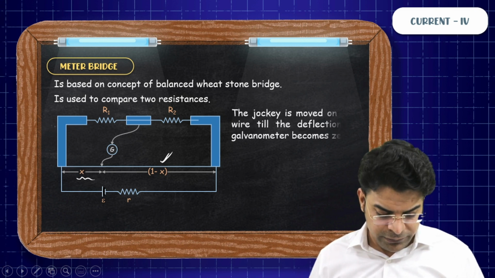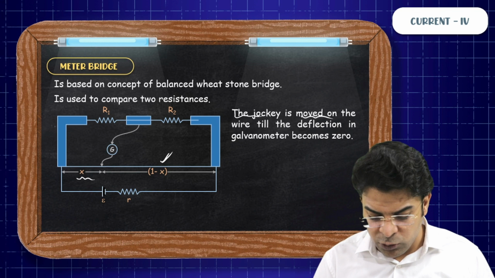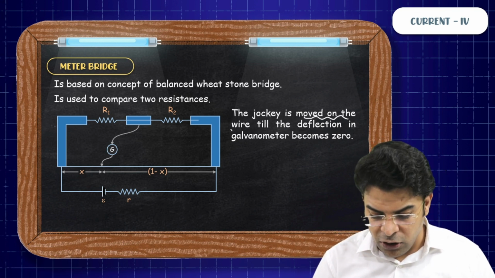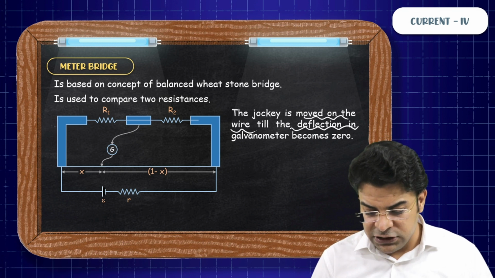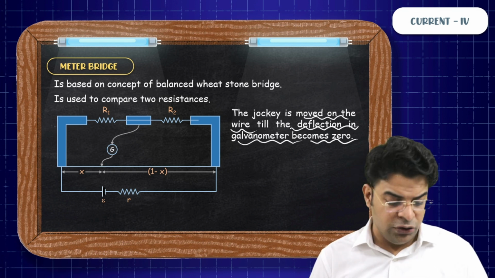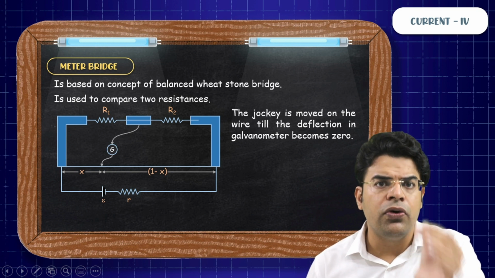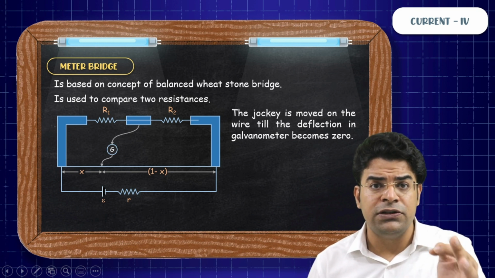So you will say the jockey is moved. This part is called the jockey. The jockey is moved on the wire till the deflection in the galvanometer becomes 0. Once the deflection in the galvanometer becomes 0, you know that you have got the condition of a balanced Wheatstone bridge.